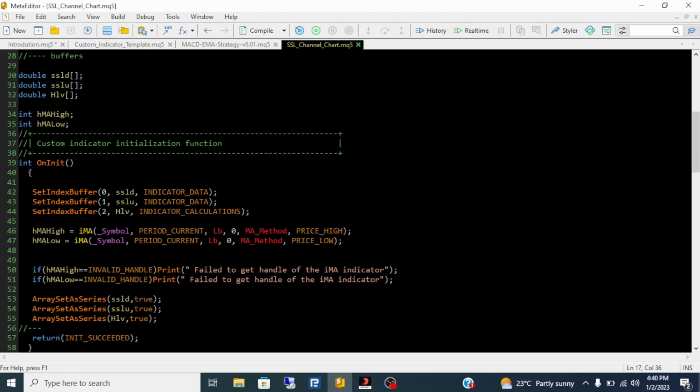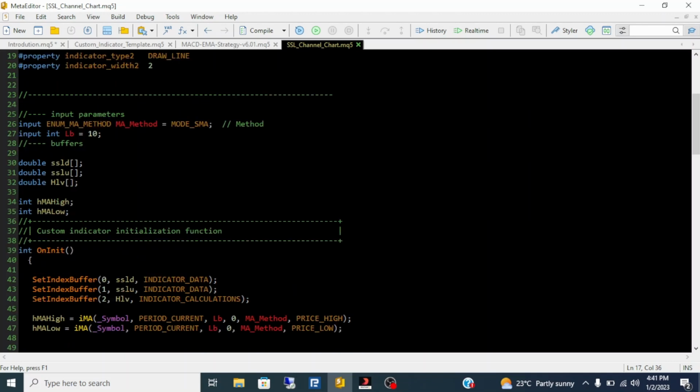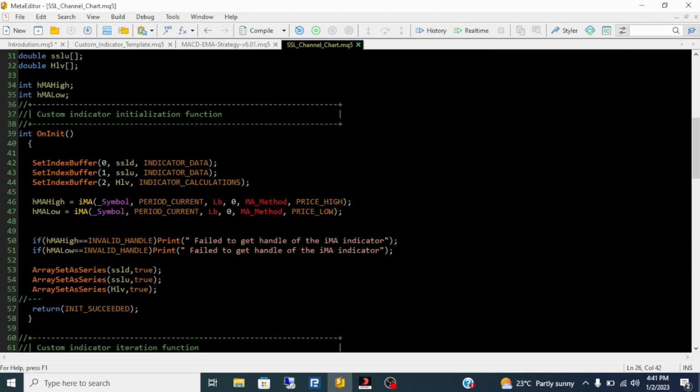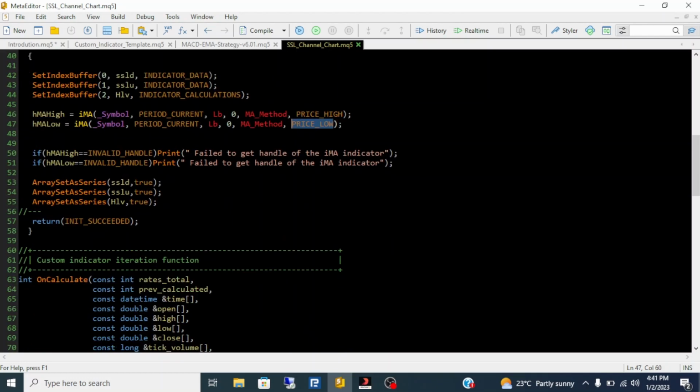You can see that HMA high is a moving average which uses the simple method, the simple moving average, right? There are two moving averages defined here. One is for the high prices and the other is for the low prices. You can see it's applied to the high of the prices and the other one is applied to the low of the prices, right? So we just need to understand that.